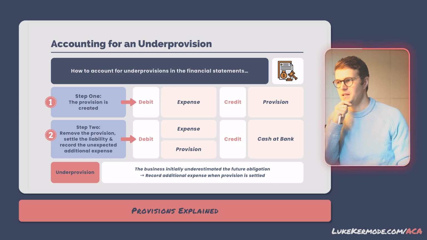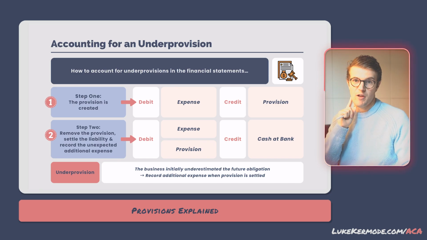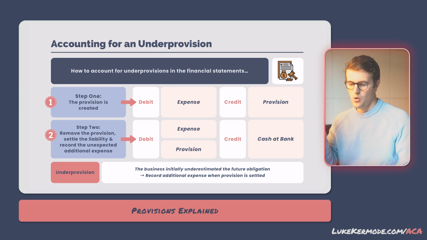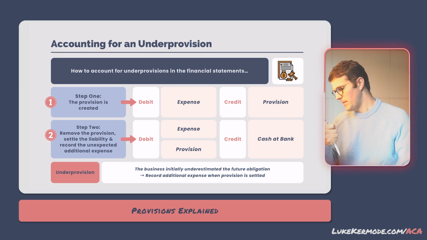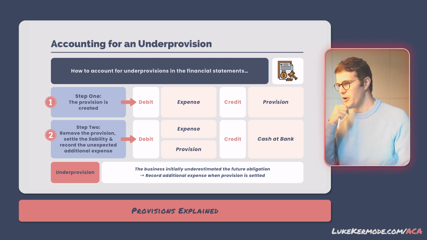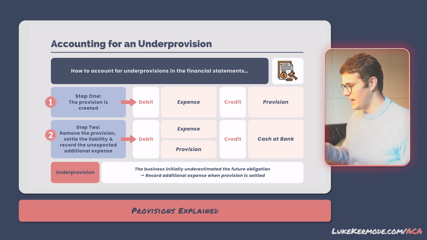This is a situation where the business initially underestimated how much it would need to pay, so the original provision that was recorded wasn't big enough. So when the actual cost arises in step two and we need to settle the liability, we need to do three things. One, we need to remove the original provision from the balance sheet. Two, we need to reduce the cash balance to reflect the amount that's been paid. And three, we need to recognise the extra additional cost as an additional expense in the income statement.